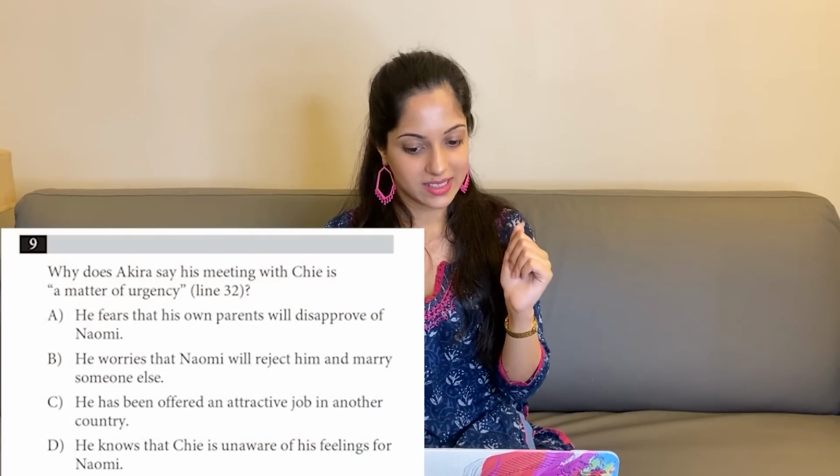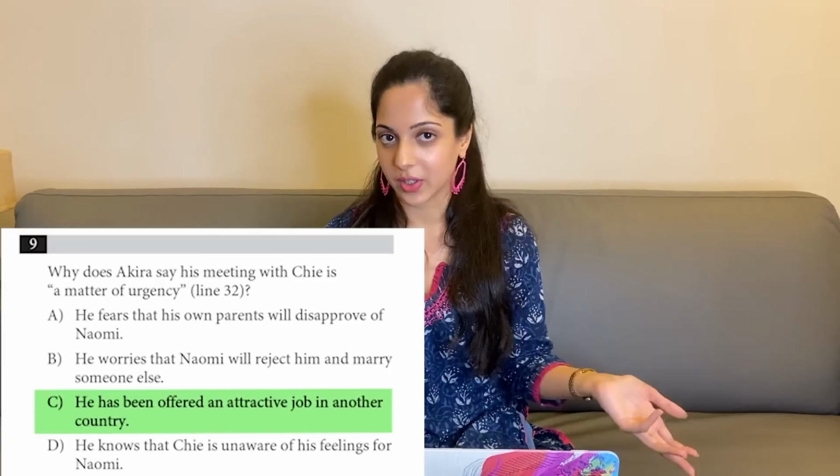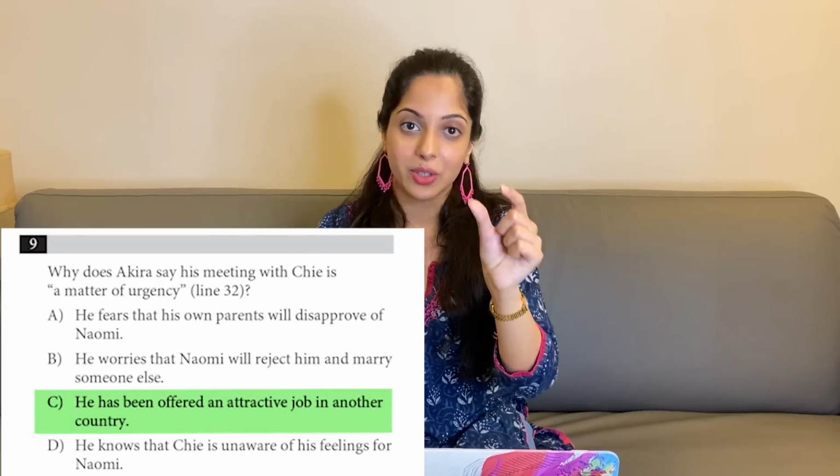So now if you read the whole passage, which I skimmed through right before this, you'll understand that Akira is actually coming to propose to Naomi. She is Naomi's mother, and there's this whole situation. But we don't even need that information for this. I think it's very obvious because if you read down a little bit more for context, he literally said that he's been offered a job in America. So the answer here is C. He has been offered an attractive job in another country, because that's the reason for his immediate urgency. Great. Now let's go to question 10.